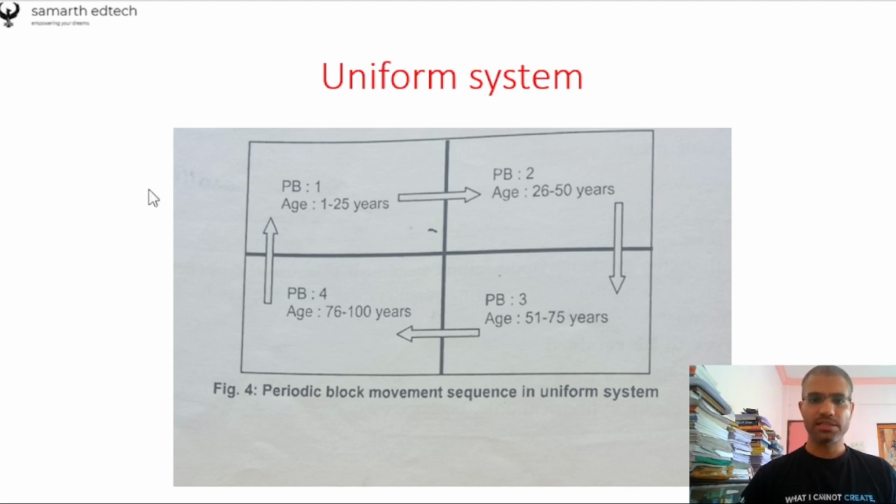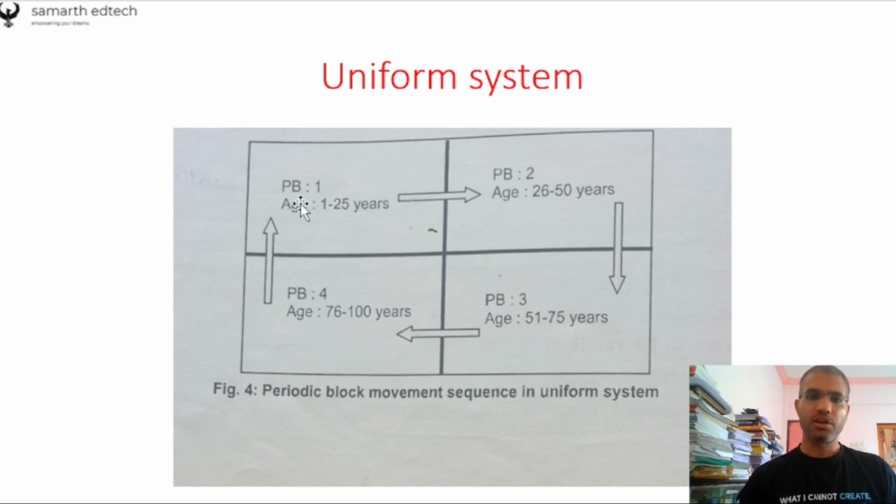So over here, this is a picture that has been taken from your Manikandan book. As you can see, the entire forest has been divided into 4 different groups, right? So each group has been named as a periodic block. Now what is a periodic block? We will be studying very shortly.